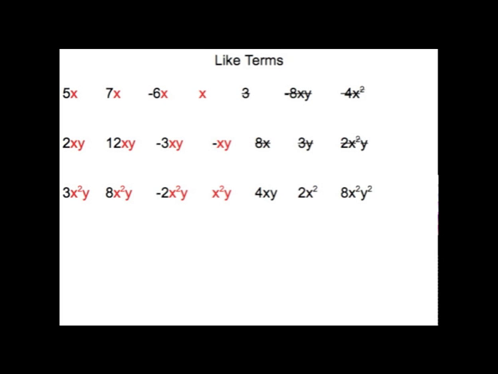4xy, 2x squared, and 8x squared y squared would all be examples of terms that are not like the previous terms because they do not share the same variable exponent combination.